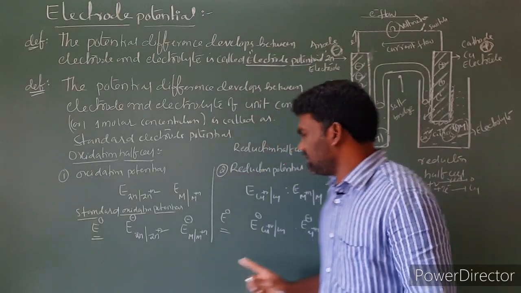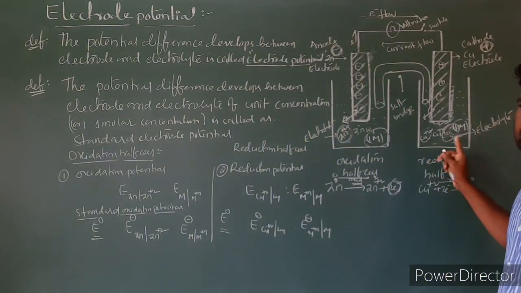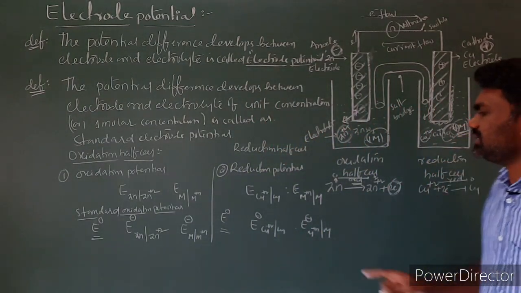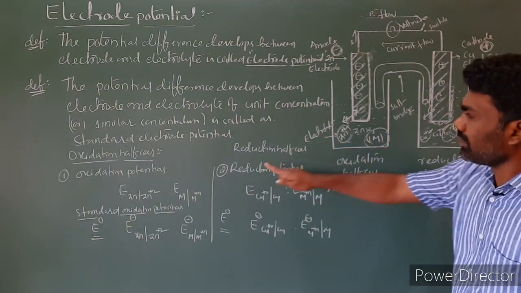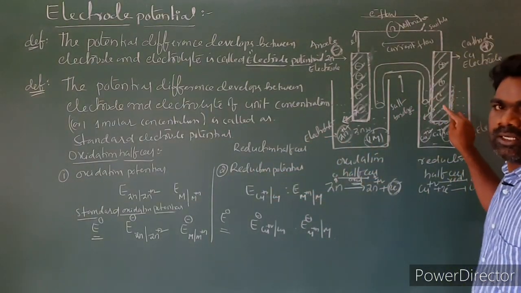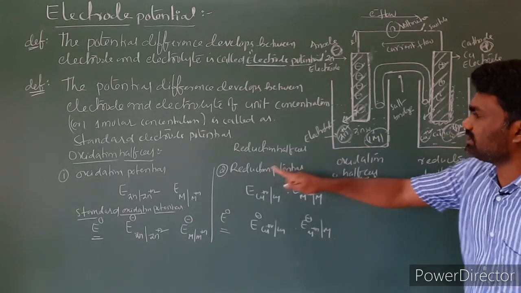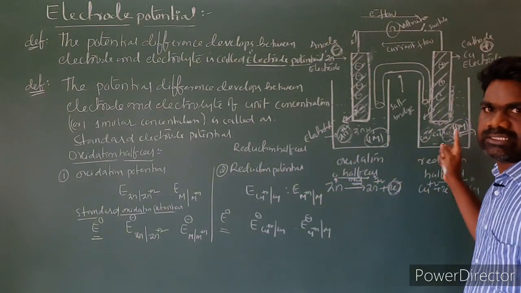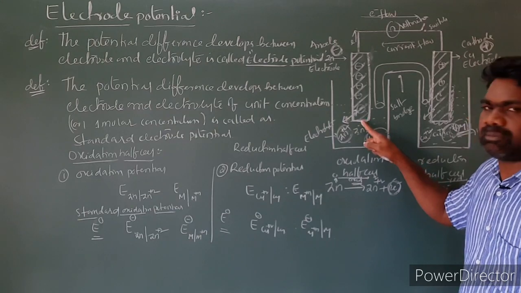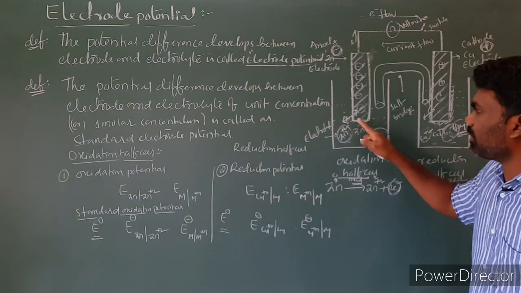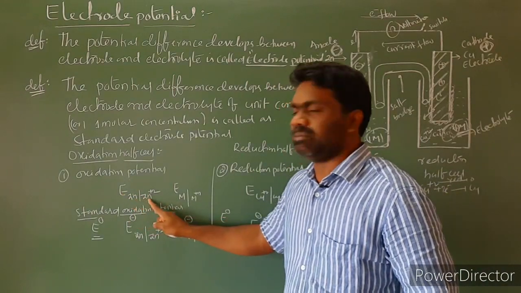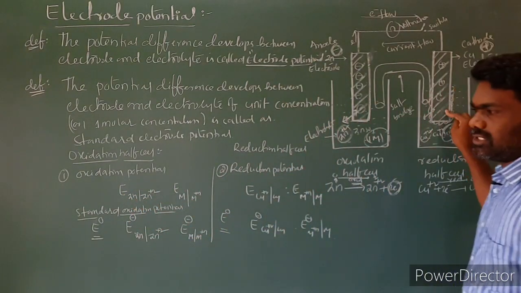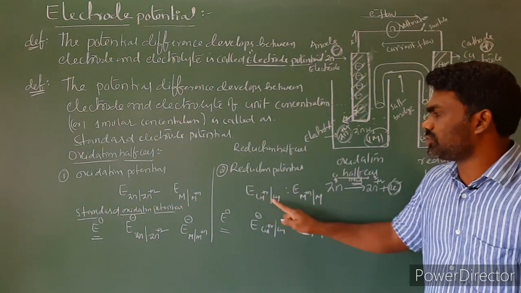This means the concentration of the electrolyte is 1 molar. If the concentration of the electrolyte is 1 molar, the potential difference developed between electrode and electrolyte is called the standard reduction potential, if reduction is happening. Here oxidation is happening in the zinc half cell, and reduction in the copper half cell. The oxidation potential is shown by Zn/Zn2+, and the reduction potential is shown by Cu2+/Cu.